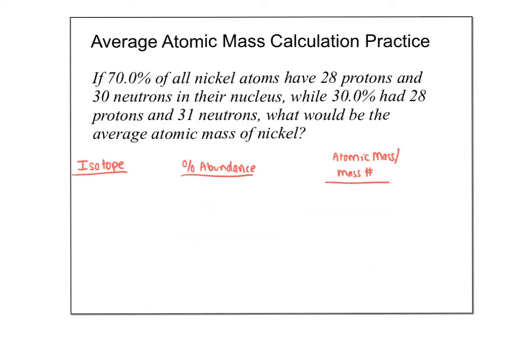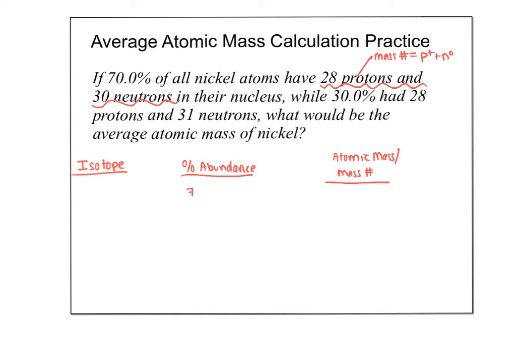All right, one more problem together, and then I'll let you fly solo. So it says 70% of all nickel atoms have 28 protons and 30 neutrons. Oh, geez, so they are making me do some work. So here's what I see, 28 protons and 30 neutrons. Well, I don't care how many protons there are. I already know nickel always has 28 protons, but what I do care about is the mass number. And remember, protons plus neutrons equals my mass number.